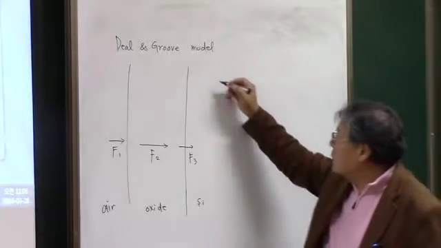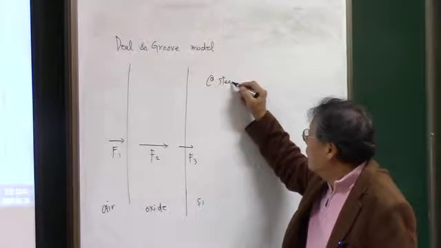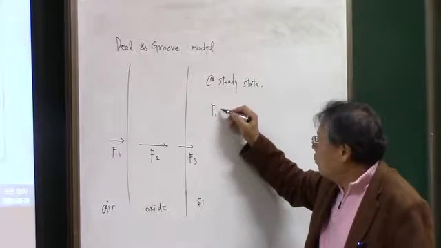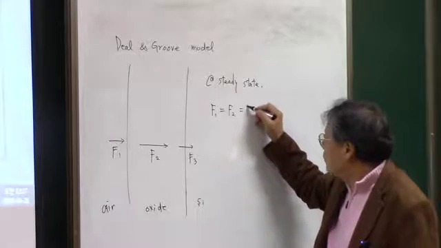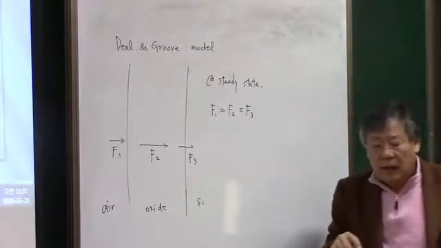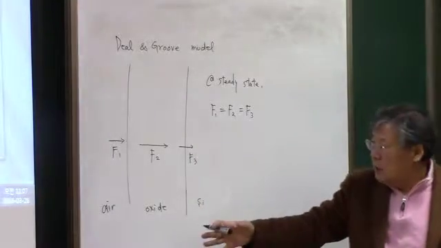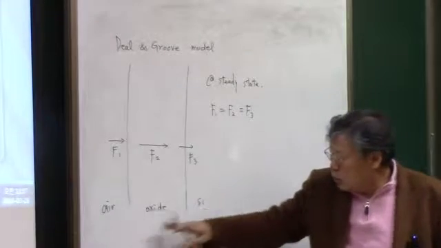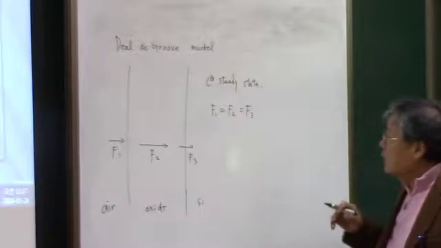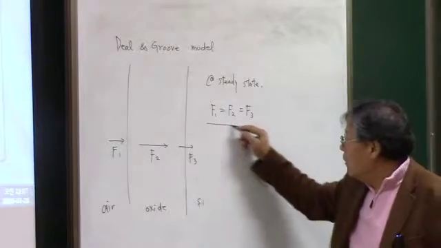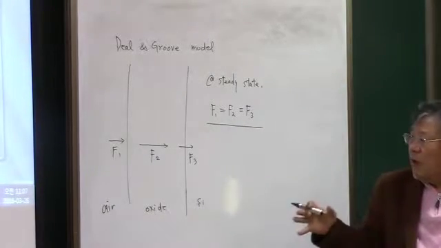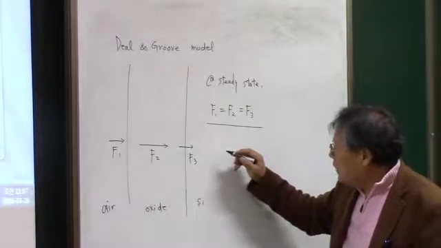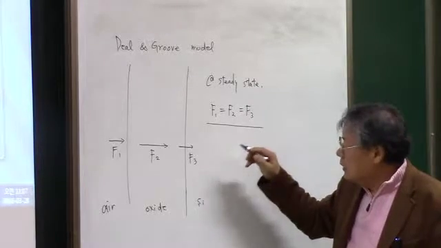So at the steady state, obviously F1 should be equal to F2 should be equal to F3. Otherwise we have some accumulation or depletion of oxidant in these two interfaces. That's not going to happen at the steady state. So we have F1 equal to F2 and F3.